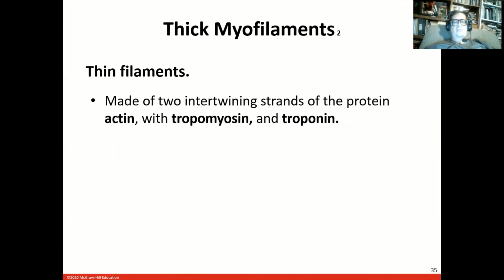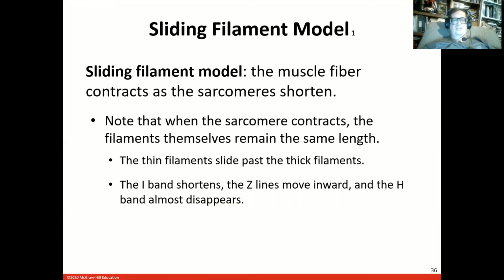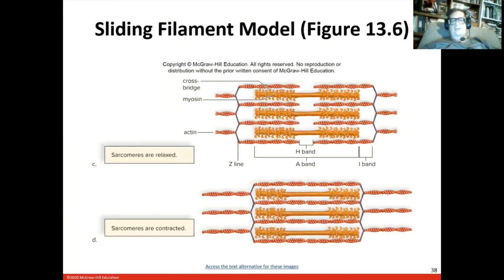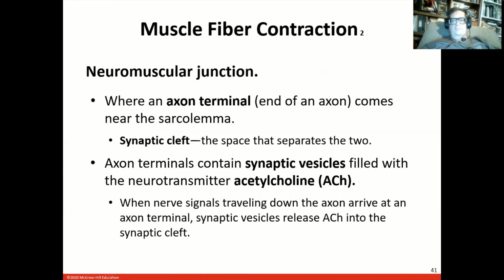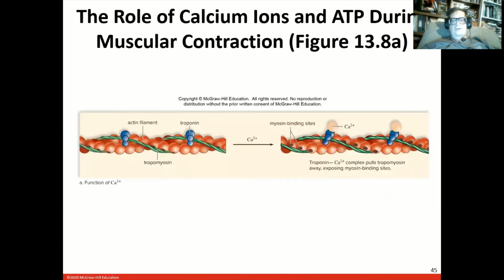So thin filaments are, it says here, actin with tropomyosin and troponin. This is important. This is where we're about to get into all of that calcium, assuming your book goes into that much detail. Yeah, I'm not seeing it. Yeah, they might. Yeah, they are.